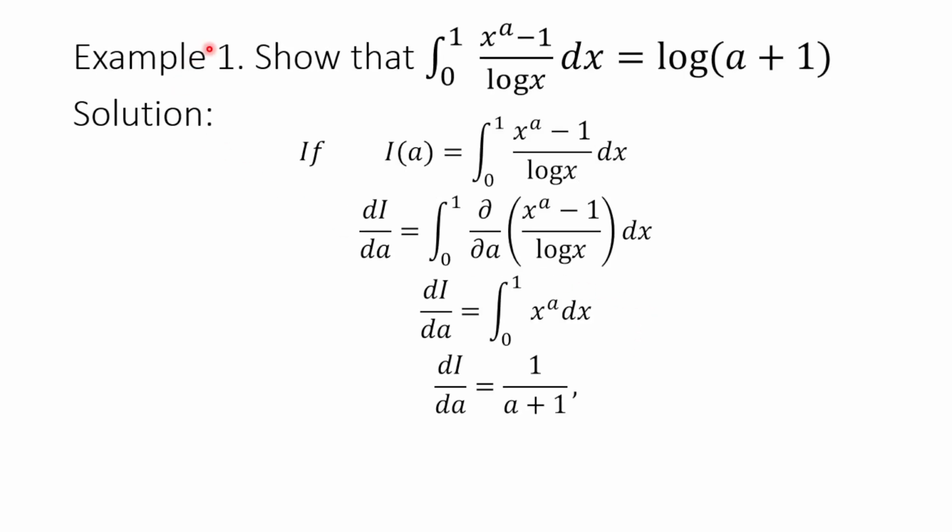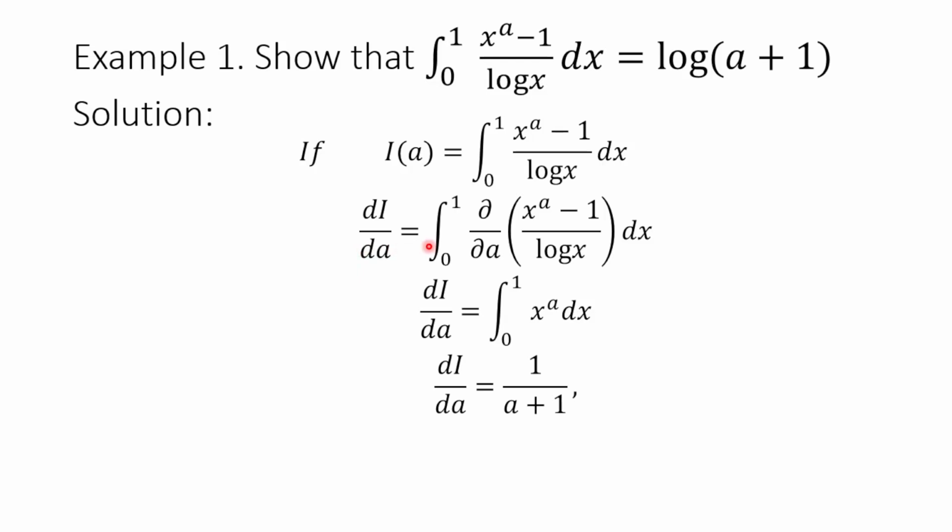Right? Now, here we have integral 0 to 1. We need to show integral 0 to 1 of x to the power a minus 1 upon log x dx is equal to log of a plus 1. Here your limits are 0 and 1, and your function is x to the power a minus 1 log x. That means f is a function of x comma a. x is your variable and a is the parameter. So I of a is equal to integral 0 to 1 x to the power a minus 1 log x dx.